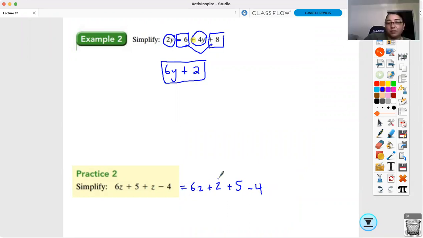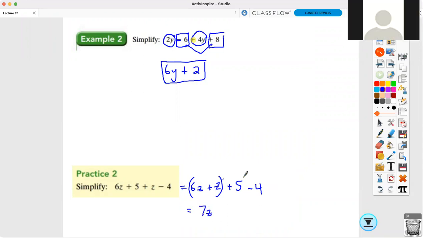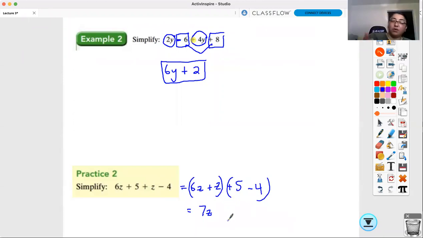At that point, you don't have to write it out. I don't recommend this part, but you can see that we're doing 6z and z, right? And that total gives us what? 7z. That's correct. Now the constant terms, what are we doing here? 5 minus 4, which is what? 1. Yeah.